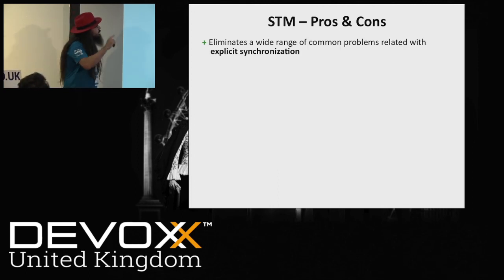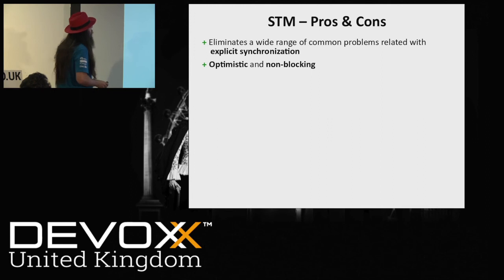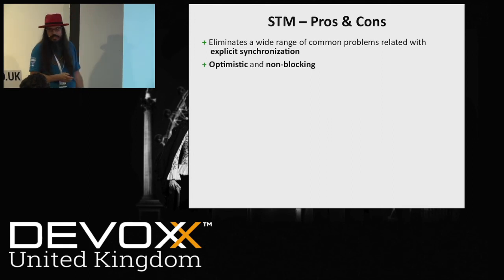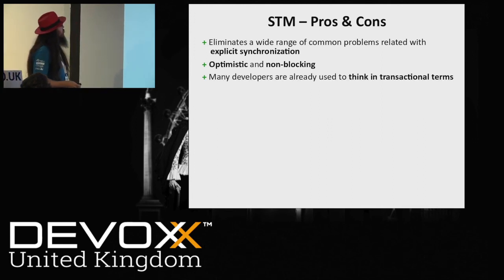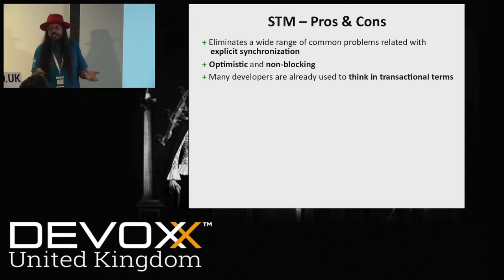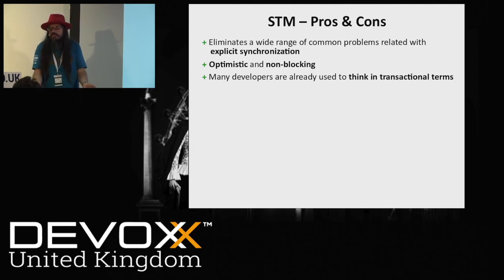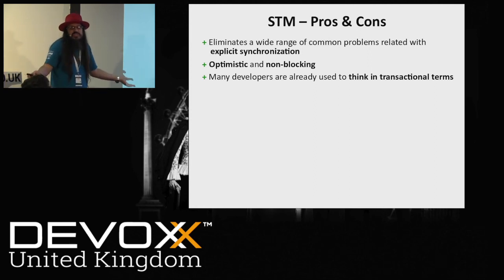Which are the pros and cons of this? You can eliminate lots of problems related to race conditions without doing any synchronization, without acquiring any lock, because it is optimistic and not blocking. And if you think about it, most of you are really used to thinking in transactional terms. Most of you work with databases and know what a transaction is, and know what happens when a transaction is rolled back. So it is very common for you to think in these terms.